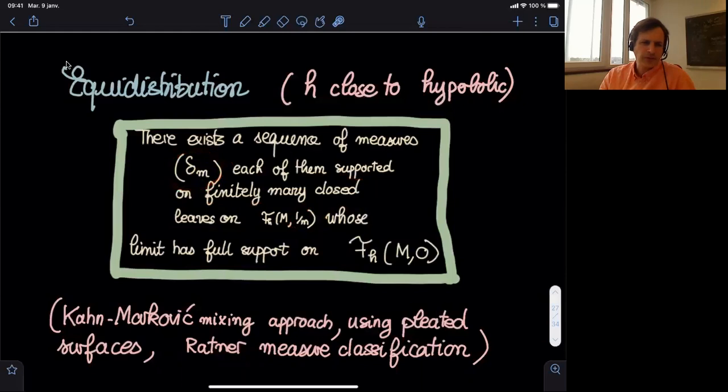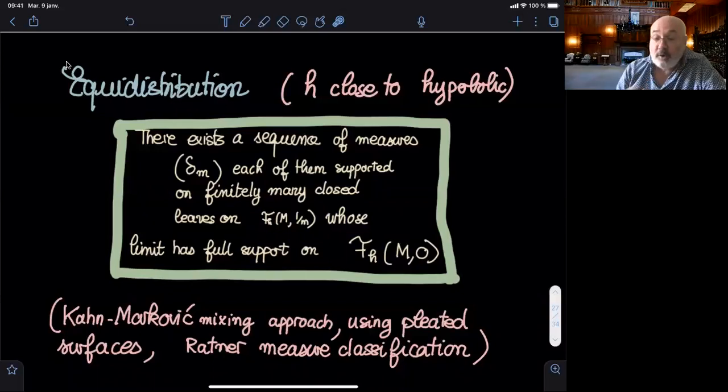François, this is under the assumption that E of h is equal to 2. This is. No assumption here. No.